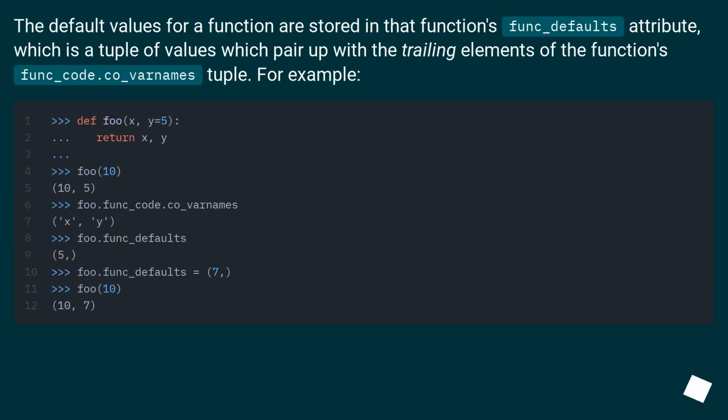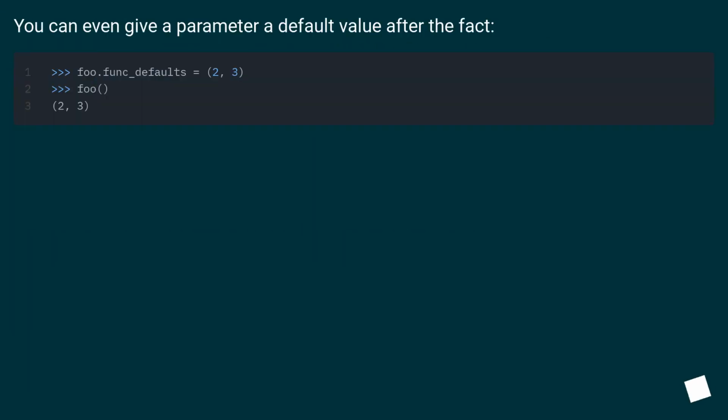The default values for a function are stored in that function's func_defaults attribute, which is a tuple of values which pair up with the trailing elements of the function's func_code.co_varnames tuple. For example, you can even give a parameter a default value after the fact.